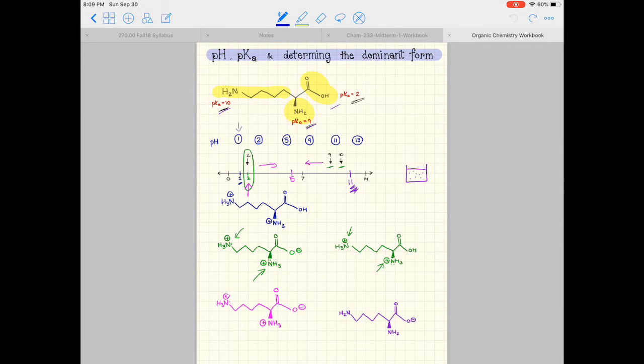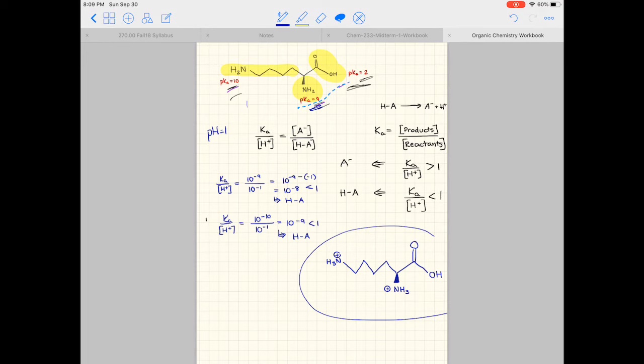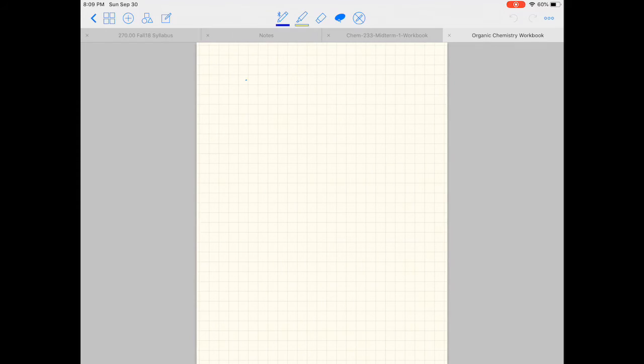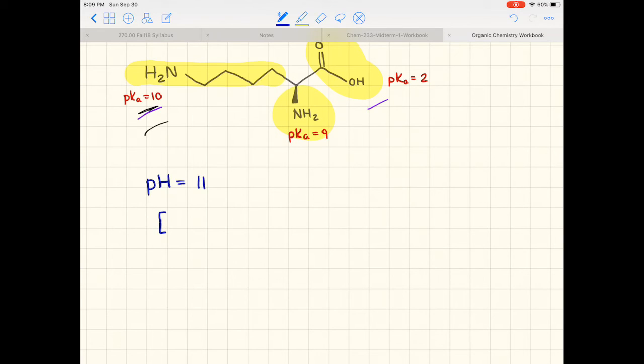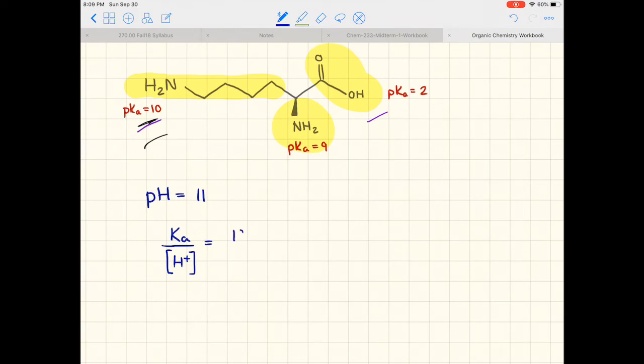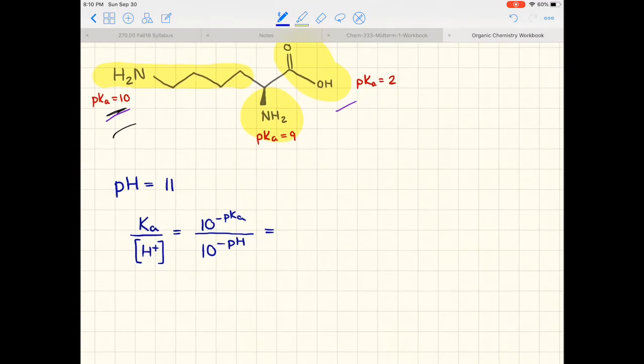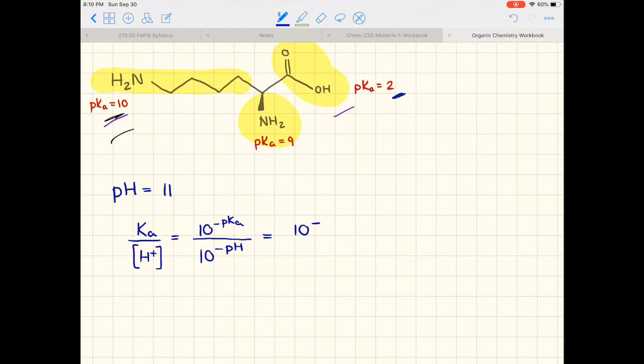Now let's work with pH 11 with this example just to really cover all our bases. At pH 11, let's again start with our carboxylic group. Our formula that we're trying to find out is this: our Ka, which is 10 to the negative pKa, over our hydrogen concentration. Let's insert our values. 10 to the negative 2, and then we have 10 to the negative 11, which means 10 to the negative 2 minus negative 11.